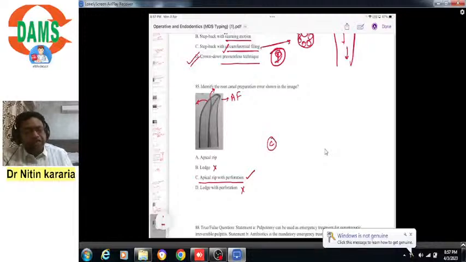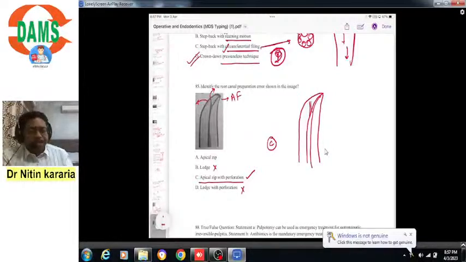If the figure was like this, and like this, then it is only apical zip formation without perforation. Now this is apical zip formation with perforation because there is communication established with the PDL around the tooth. Answer to this question is option C.